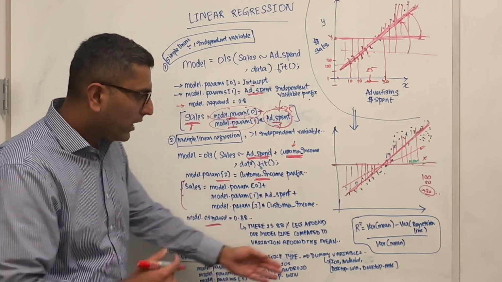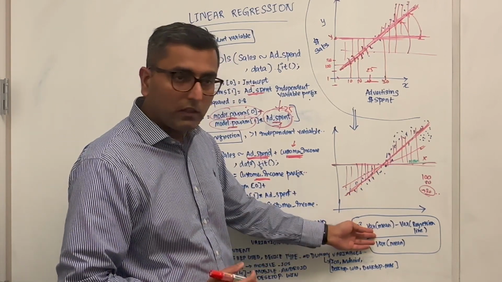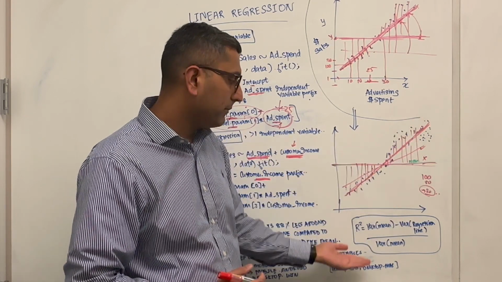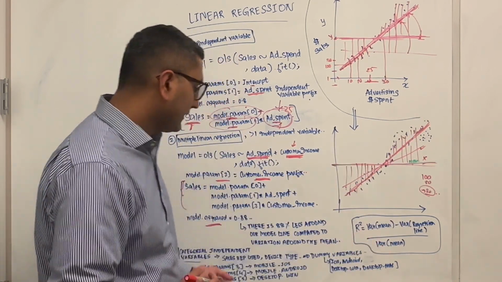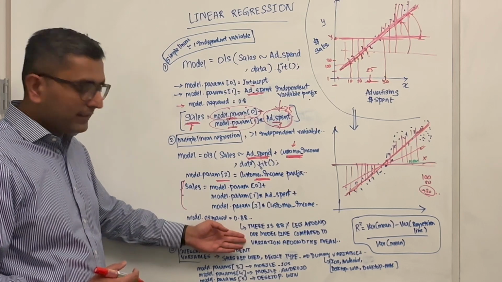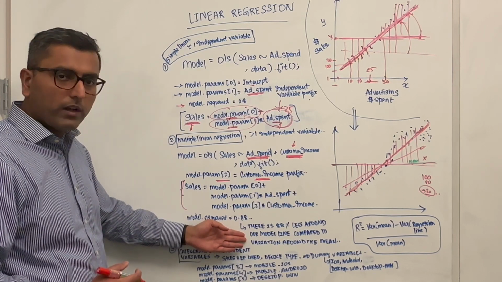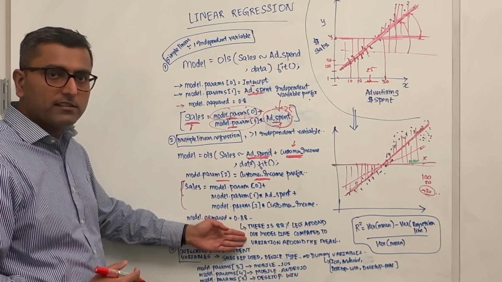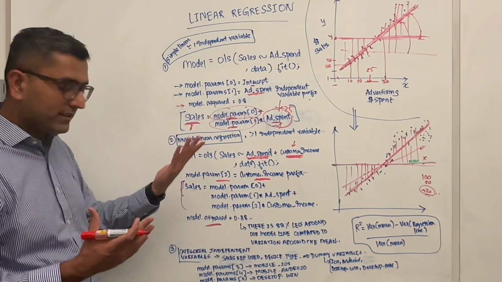So R squared is the variance around the mean minus the variance around our regression model line, divided by the variance around the mean. In a sense, it's a super important technique for us to know what the fit is, how good our model is at explaining the variance compared to just the variance around the mean.